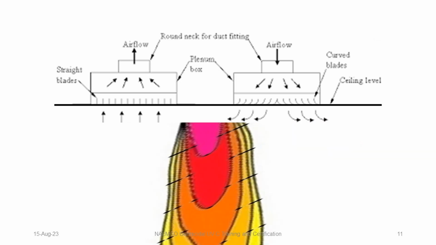What about fixtures that point downward? Well, that's also quite interesting, because you're going to have the same issue that the upper part of that irradiation is not going to be effectively irradiating organisms from the occupied space.